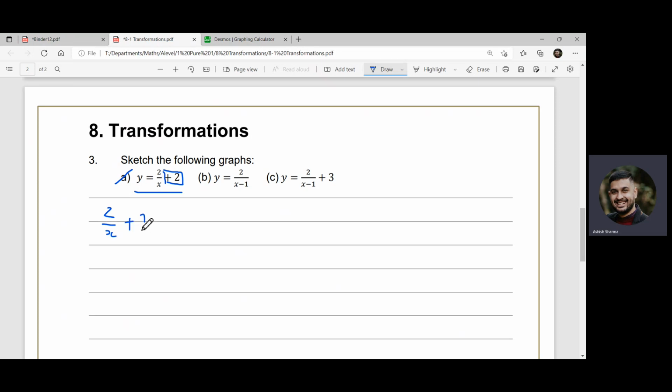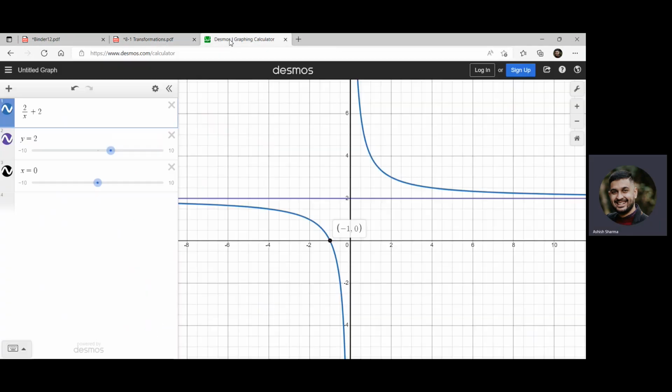So 2 over x plus 2 equals 0. You get 2 over x equals minus 2, and you get x equals 2 over minus 2, which obviously gives you minus 1. Okay, so that explains the x-intercept there of minus 1, 0, which you need to also have on your sketch.